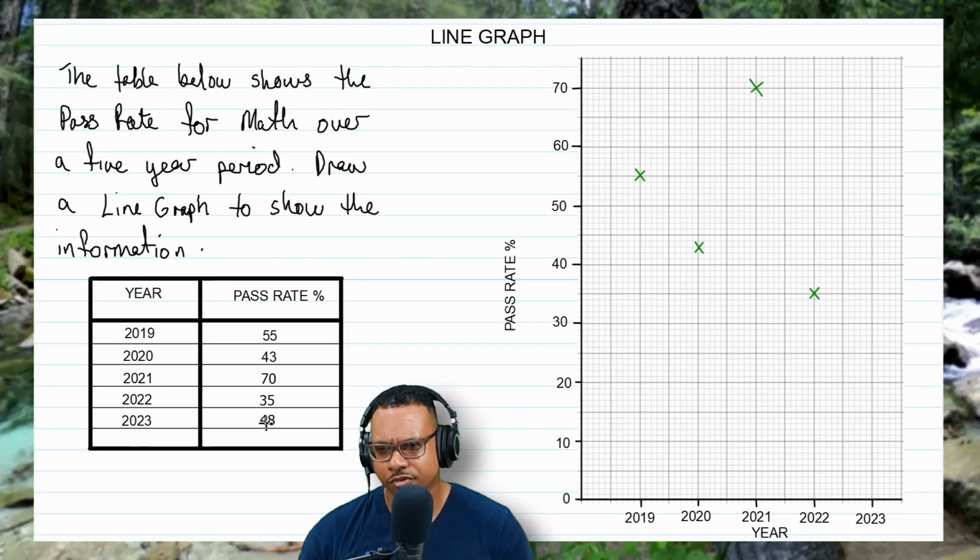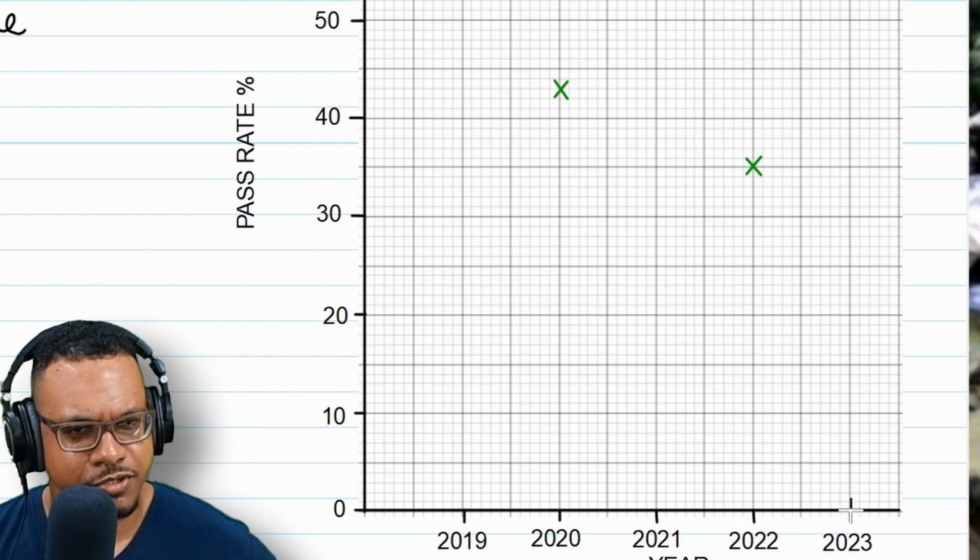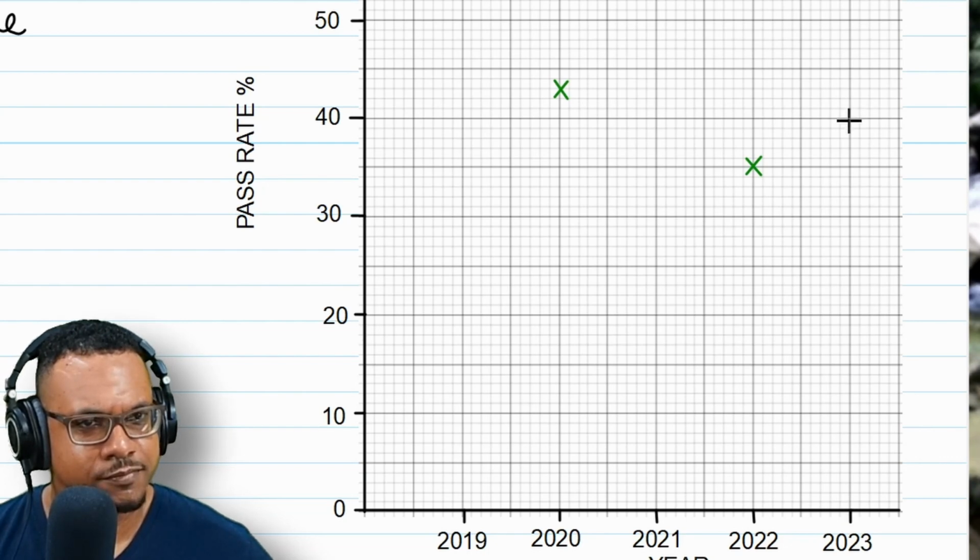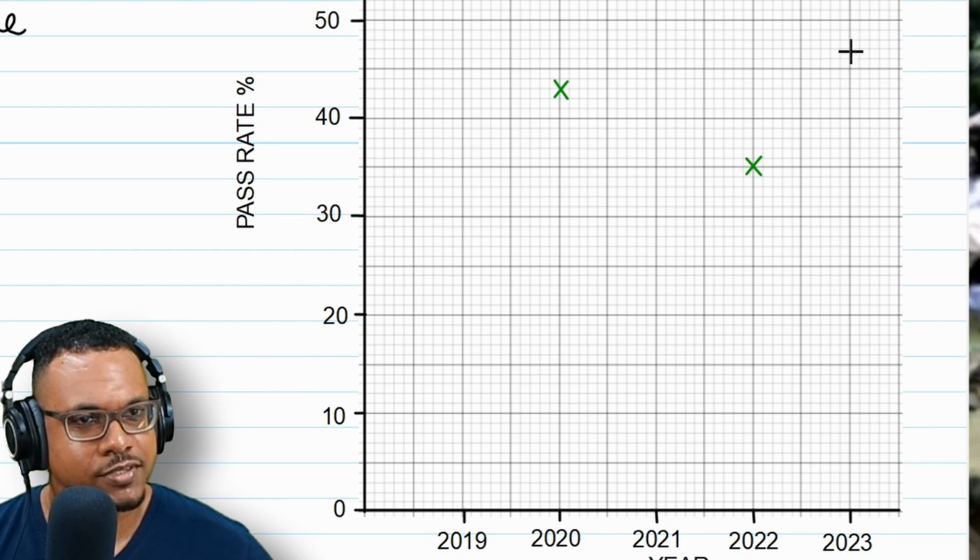And then 2023, we're going up to 48. So we come here on the line for 2023, go all the way up to 40. Then here will be 45. And then we can count 46, 47, 48.